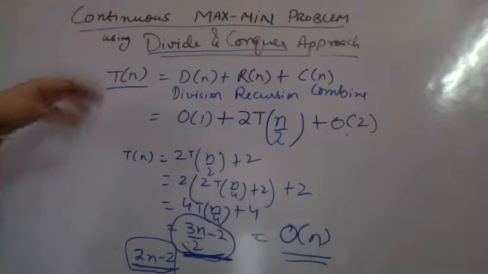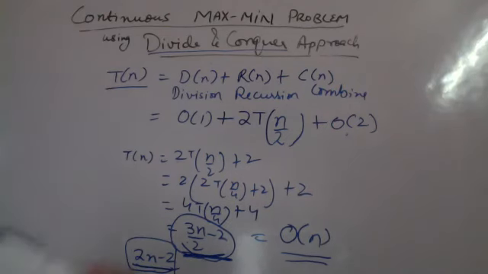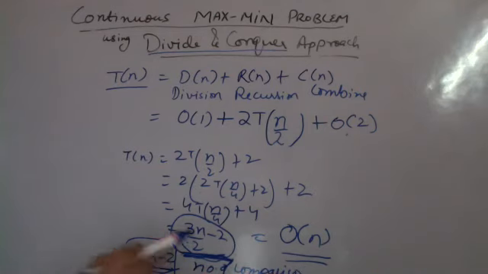Is the problem and the analysis of the problem clear to all? This is the number of comparisons. Complexity asymptotically is still of the order n, but the number of comparisons has been reduced from 2n to 3n by 2. Minus 2 remains the same. So this is 1.5 into n minus 2. This is 2n minus 2. Is it clear to all of you?